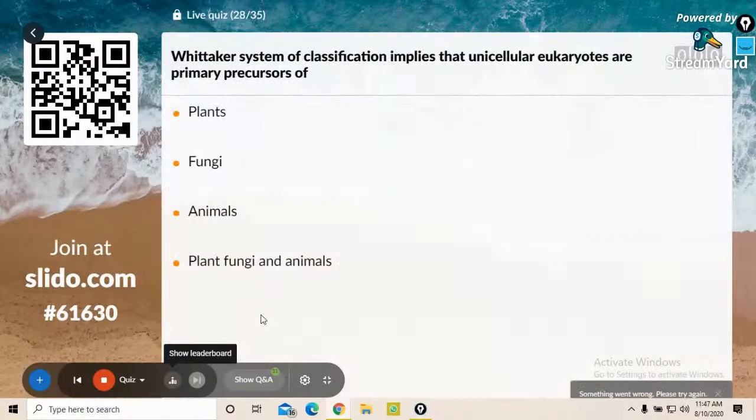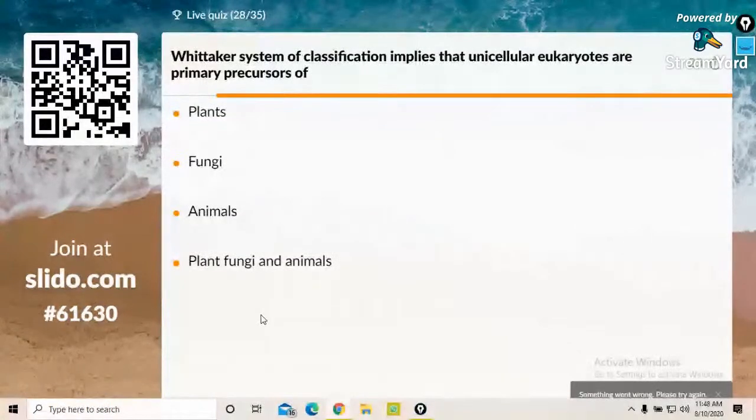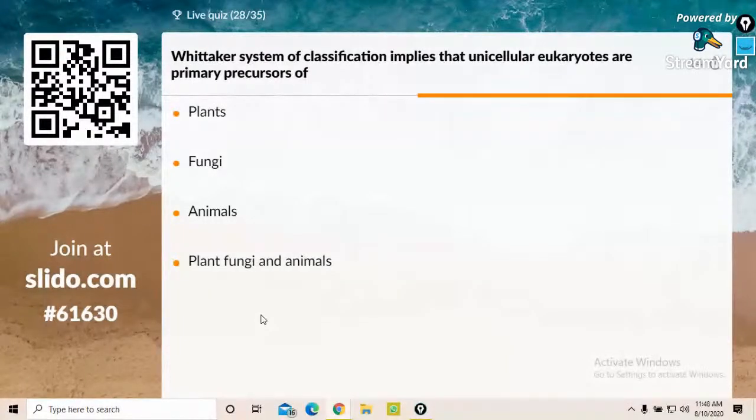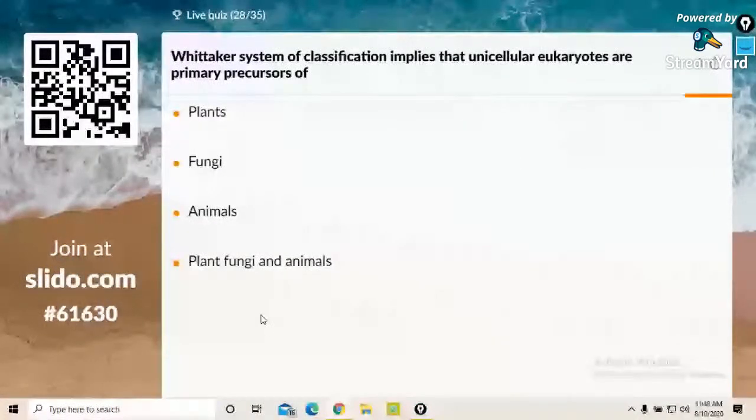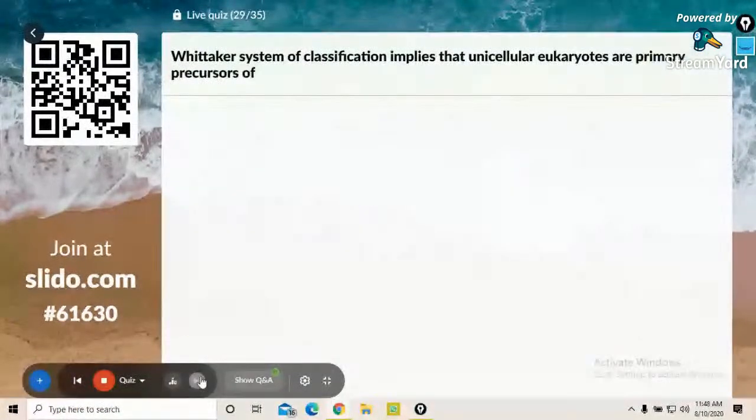Yes, 28th question. Whittaker system of classification implies that unicellular eukaryotes are the primary precursors of plants, fungi, animals. 10 seconds remaining. Whittaker system of classification implies that unicellular eukaryotes are precursors of plants, fungi, animals. Yes, very good. 60% with the correct answer. 29th question on the screen. Out of NCERT, purely out of NCERT.